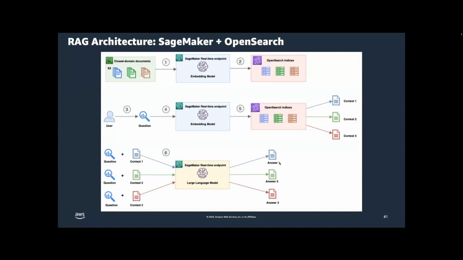And then the user asks a question against the embedding model, which searches OpenSearch and provides additional context. Those additional contexts, like context 1, 2, and 3, are used in conjunction with the question, which will be sent to the large language model available and deployed on SageMaker, right? And then the answer is going to be more accurate.